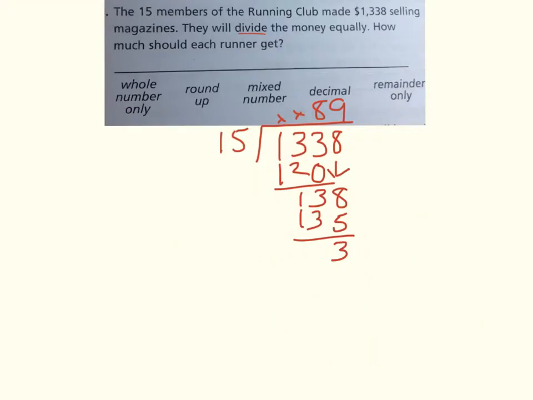For number 3, it's a different kind of problem again. It says the 15 members of the running club made $1,338 selling magazines. They will divide the money equally. How much should each runner get? Those are our keywords letting us know we're going to divide. I've divided down to where we have a remainder. Because it's saying that they're going to divide the money equally, we can't just say that they're each getting $89 with a leftover $3. They're getting all of that money.